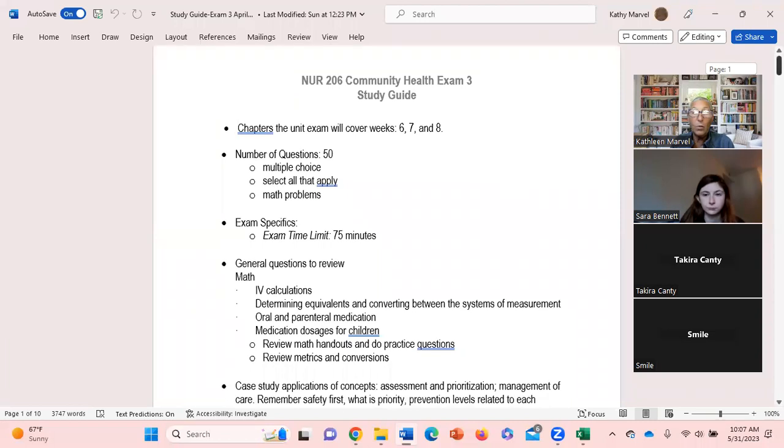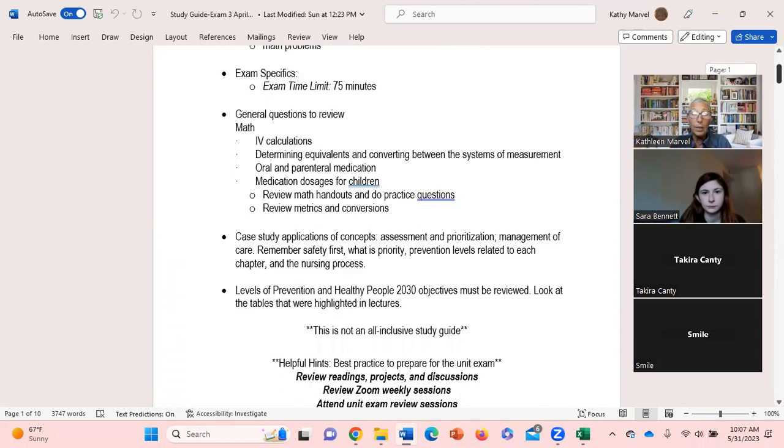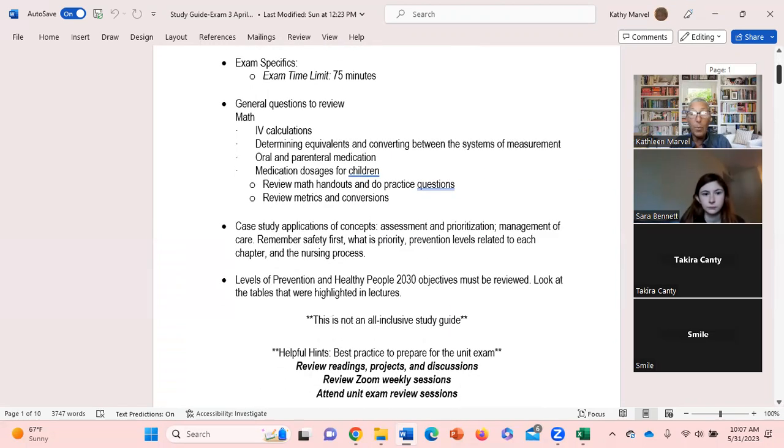Okay. So for this exam, it's going to cover weeks 6, 7, and 8. So actually, this week is our last week of content, week 8. And there's lots to cover in class this week. But the study guide will cover weeks 6, 7, and 8. Okay, lots of chapters. Same cover page.